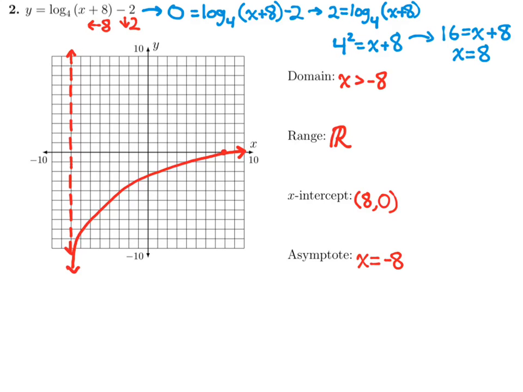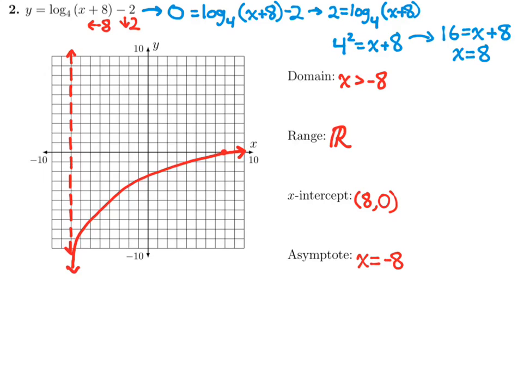All right there. This one's a little strange, just kind of mostly in the graphing at the end. It moved left 8. It also moved down 2. The down 2 didn't really matter for anything. Because it moved left 8, the asymptote is at x equals negative 8. And then the domain is x is greater than negative 8.